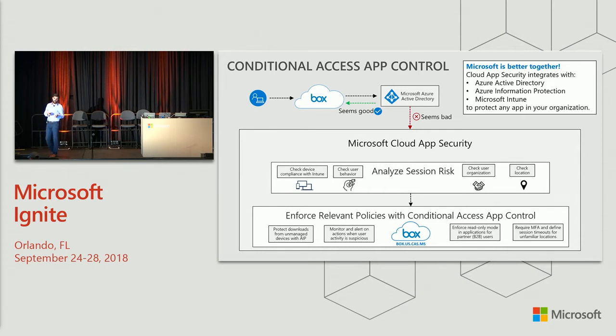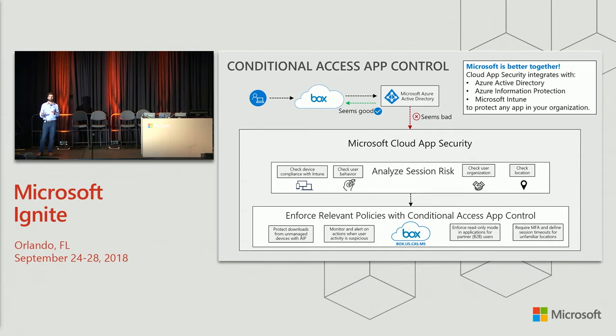They get redirected to Azure AD. We evaluate that conditional access policy. If everything seems good, they get routed right back to Box or whatever cloud resource they're using. If something's off about this session, again, unmanaged device, something like that, they go to Cloud App Security. And I'll show you the portal in Cloud App Security. I'll show you what kind of policies we can spin up.